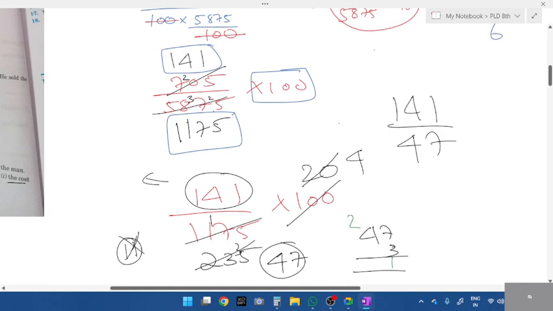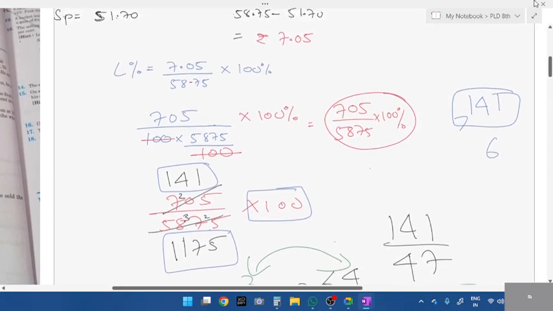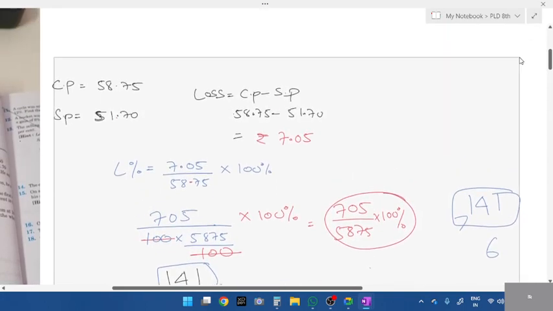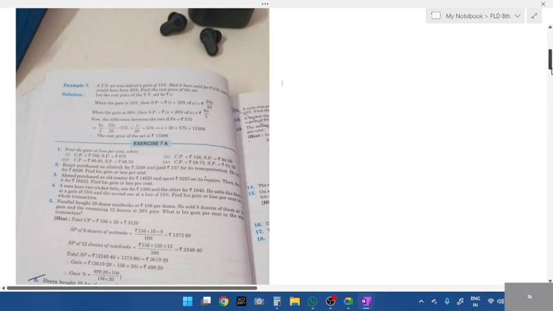3 4s are 12, 13, 14. So how many times does 47 go? What is 4s are? Did you all get the answer? Okay. So take your time and do the calculation, students. Even if one point goes wrong, they'll reduce marks. Shall we try the next one? Yeah, mute the call. Both of you, mute the call.